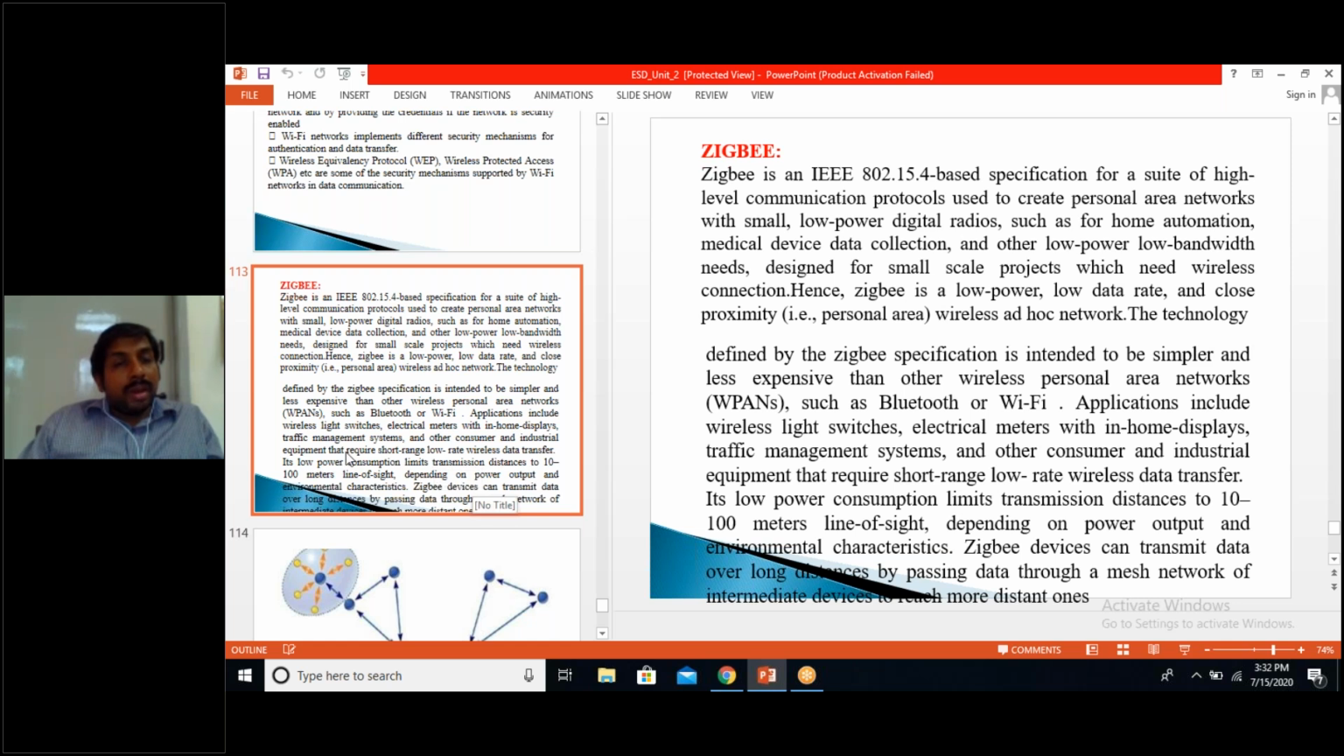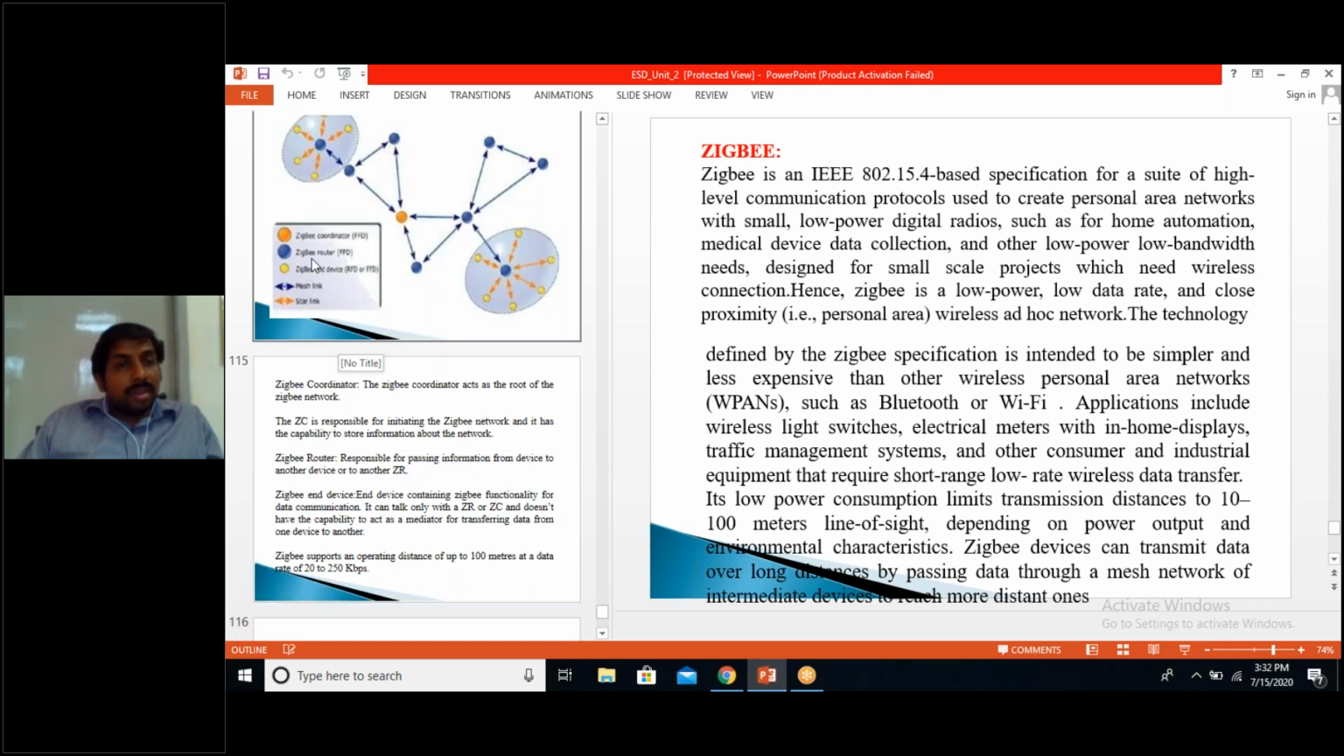The applications of Zigbee include wireless light switches, electrical meters with home displays, traffic management systems, consumer and industrial equipment, and short range, low rate wireless data transfer. The transmission distance is 10 to 100 meters line of sight, depending on the power output and environment characteristics. If you follow mesh technology, Zigbee can be used for long distance communications. Zigbee has a Zigbee router which is connected to devices by a star network, and this network is connected to another network by using Zigbee routers. The main coordinator controlling the mesh network is called the Zigbee coordinator.